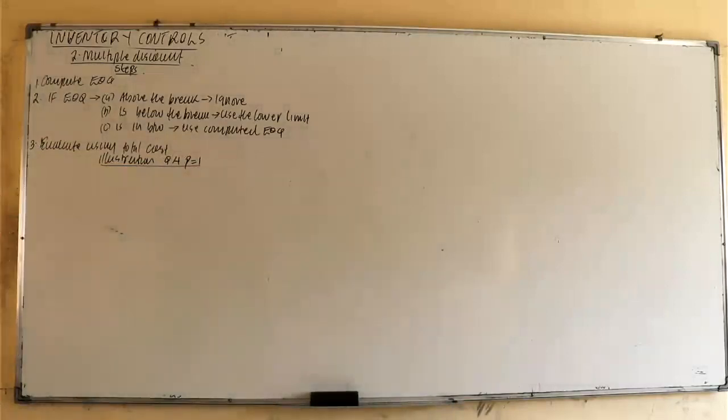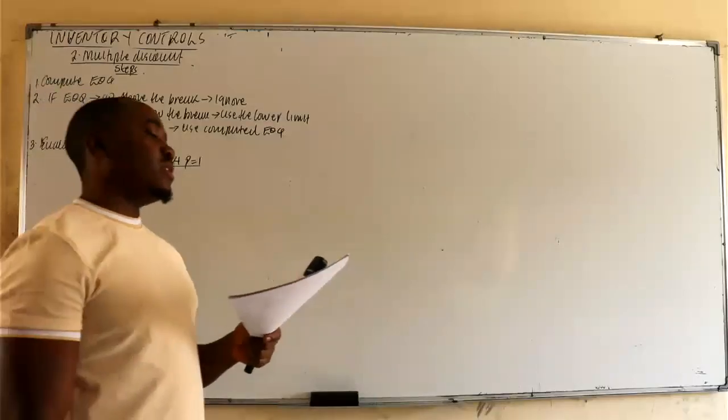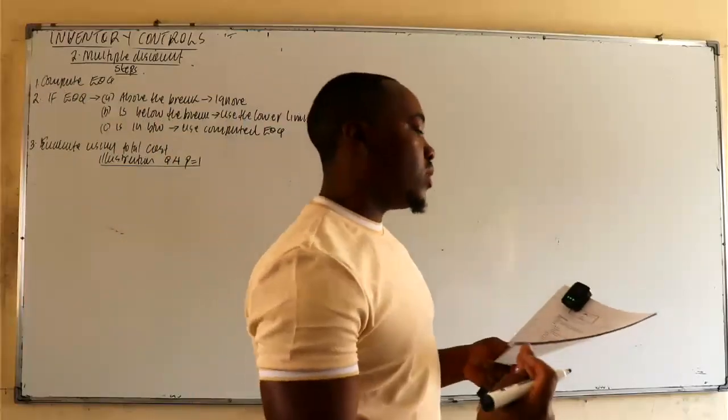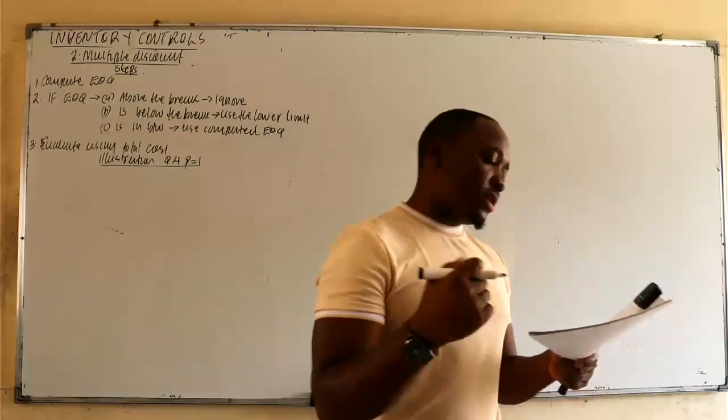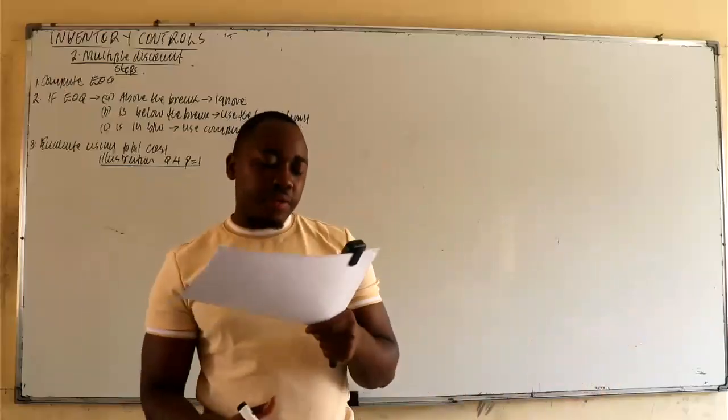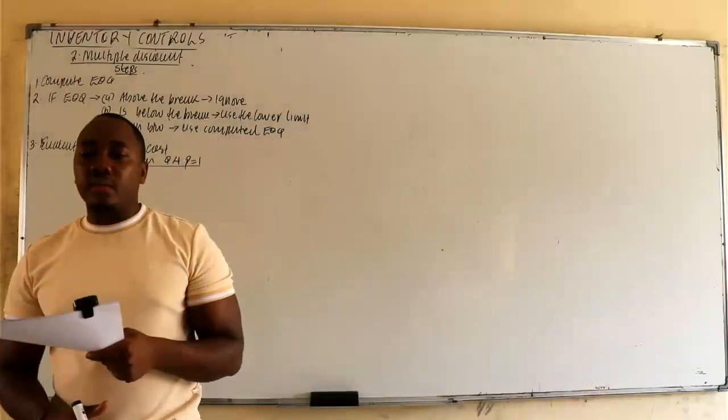A company has an annual demand of 10,000 and ordering cost is given as 500. So we have D and we have S. Cost of capital is given as 12%. So if you're given the cost of capital, use that to determine the holding cost, which is 12% of the purchase price. The following data is also provided.